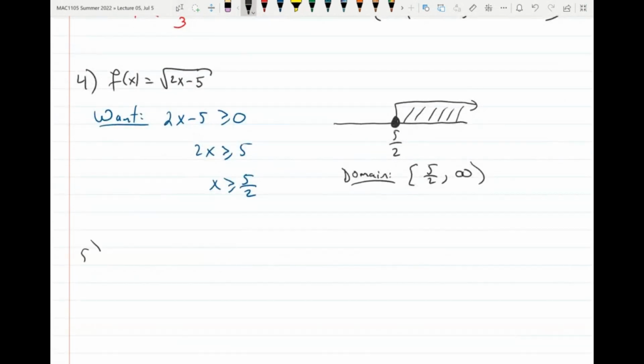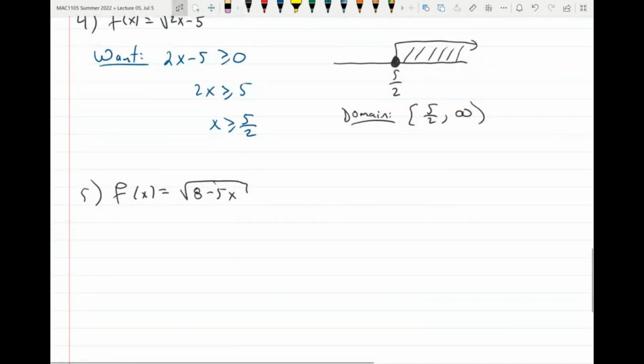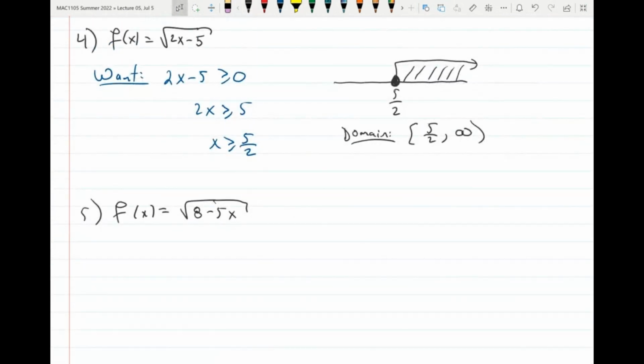All right, so try number 5. Now you see why we spent some time doing chapter one, because to find these domains, sometimes you have to solve an equation, sometimes you need to solve an inequality, and you need to know the techniques to do this kind of stuff.